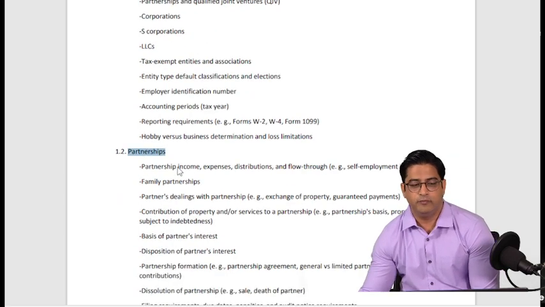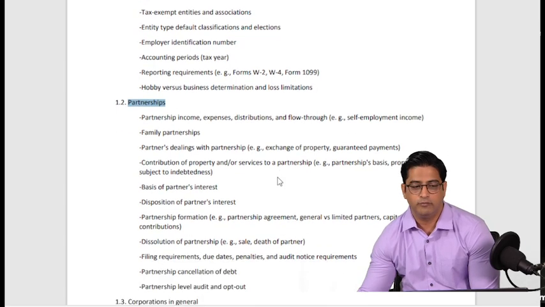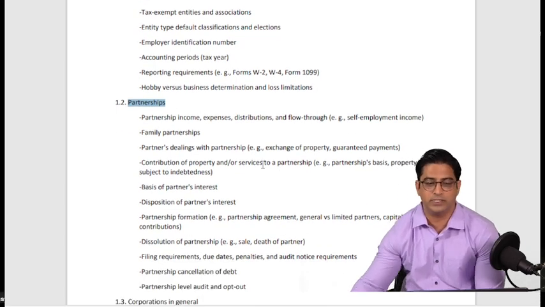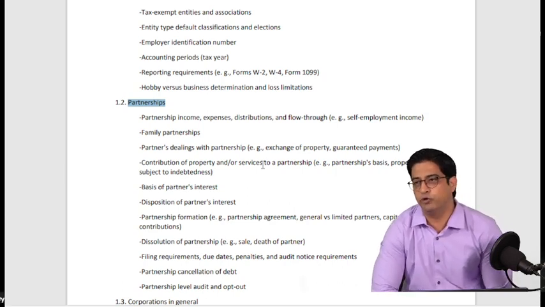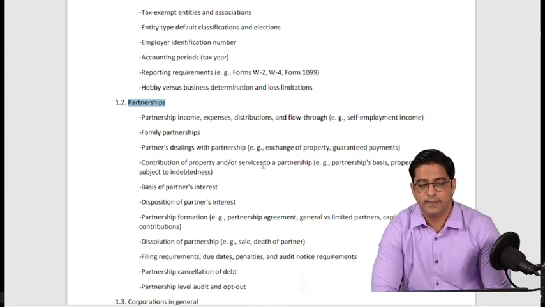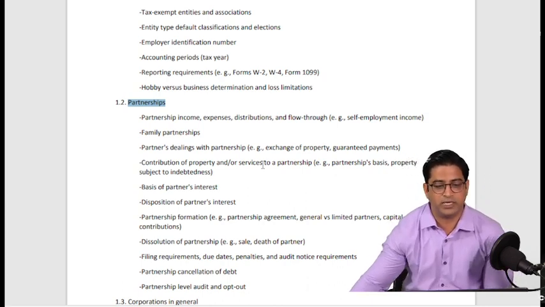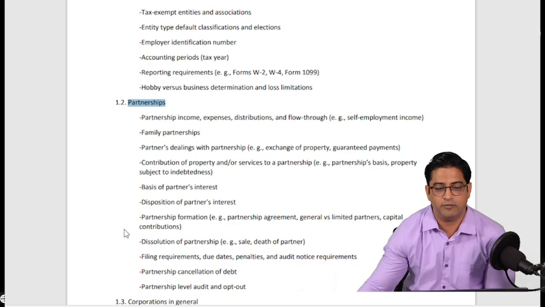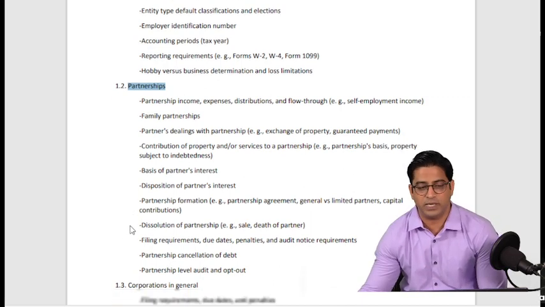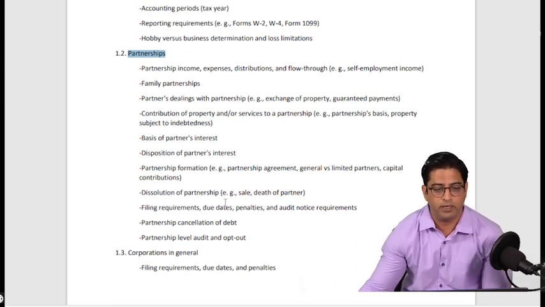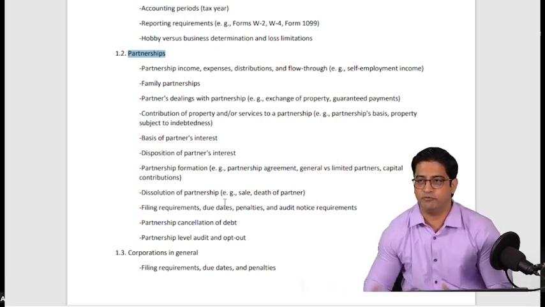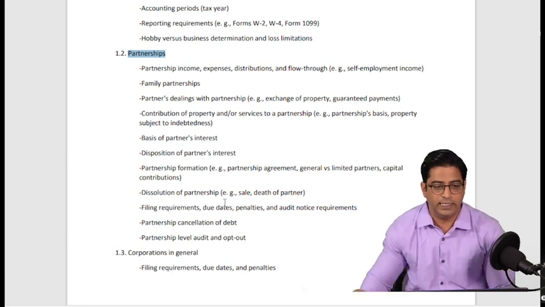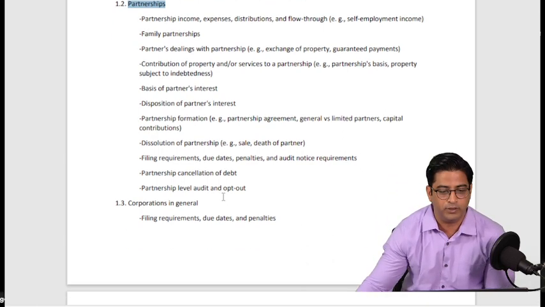So we'll look in detail how do you tax partnerships. What is partnership income, what are its expenses, and when we distribute income from a partnership, what happens, what are flow through entities, what are PTEs, and what exactly is the basis of partnership, what happens when a partner disposes of its partner's interest, how do you form a partnership, how do you dissolve a partnership. Forming a partnership and dissolution of partnership, all that we'll look at in detail as part of domain 1.